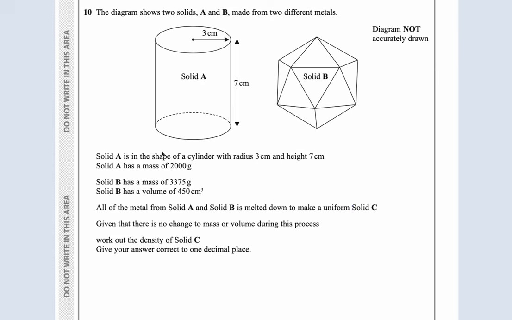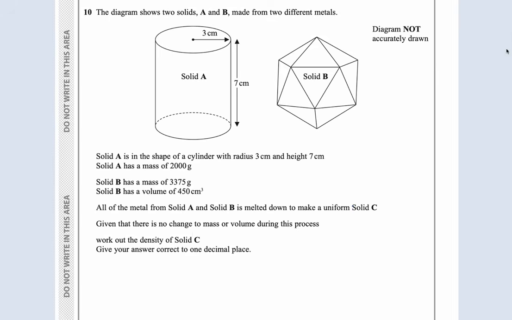Question 10. The diagram shows two solids A and B. Okay, we're given solid A and solid B's mass, and this is a cylinder. It says all of solid A and B is melted down to make solid C. There's no change in mass. Work out the density of solid C. Give your answer correct to one decimal place.